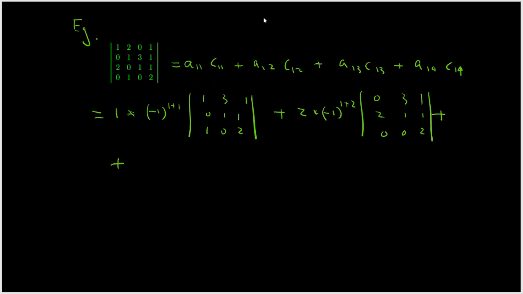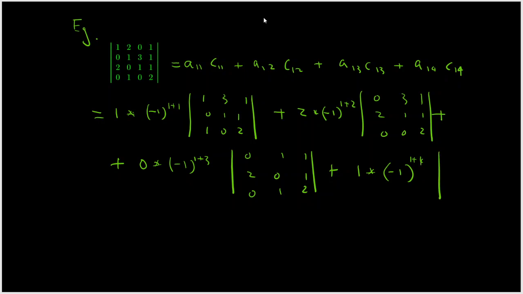two more terms. Zero is the third number in the first row. Okay, so zero times -1 to the power of 1 plus 3, and then you remove the first row, the third column. Okay, now A14, the last number in the first row, which is 1, so do not forget the sign. You have 1 plus 4, and then you have another 3 by 3 determinant, okay? 0, 1, 3, I think. 2, 0, 1. 0, 1, 0.